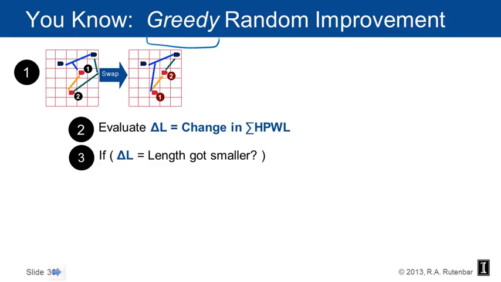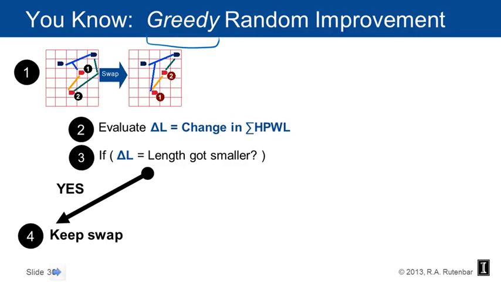Step 3, the if conditional. If delta L equals the wire length got smaller, what do I do? If this is true, yes. Step 4, keep the swap. If this is false, no, undo the swap. Step 5, undo the swap.